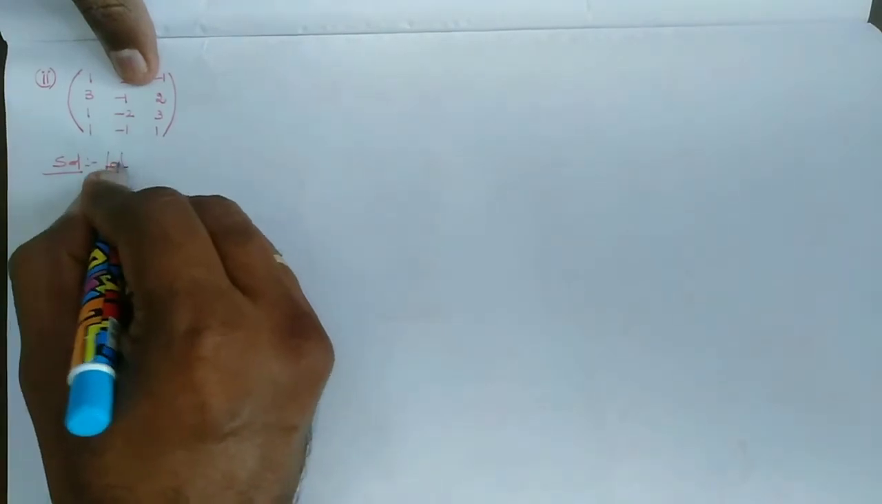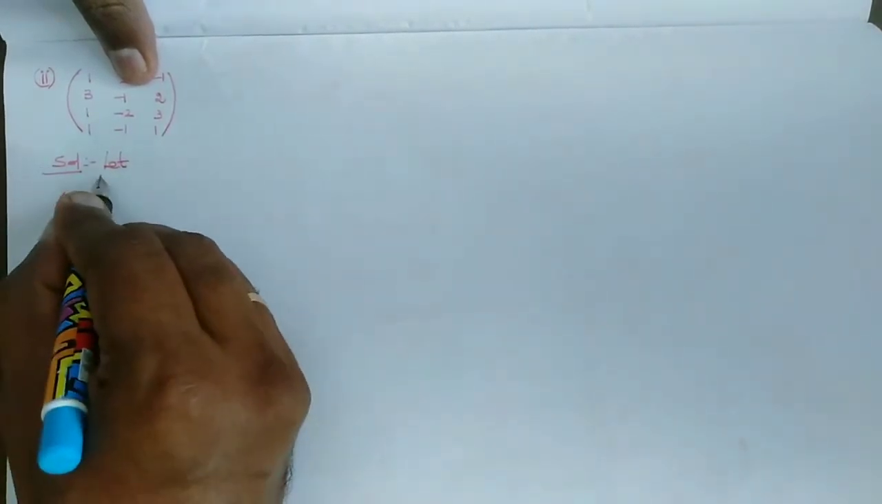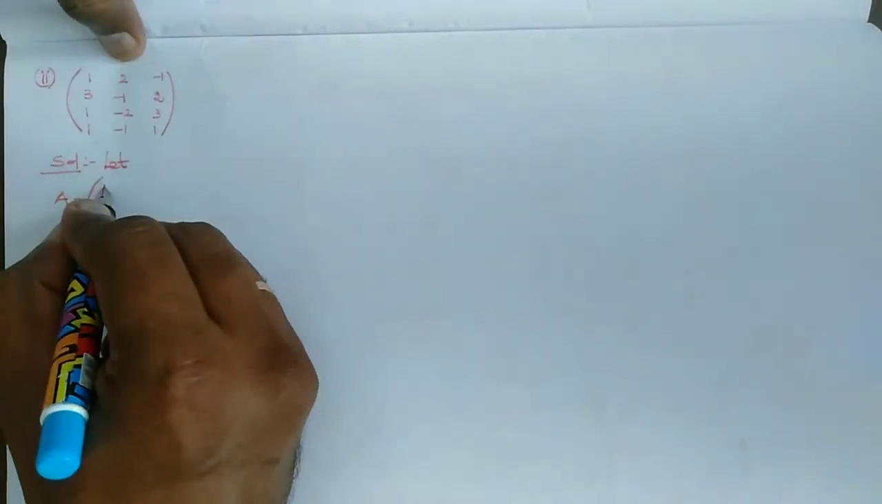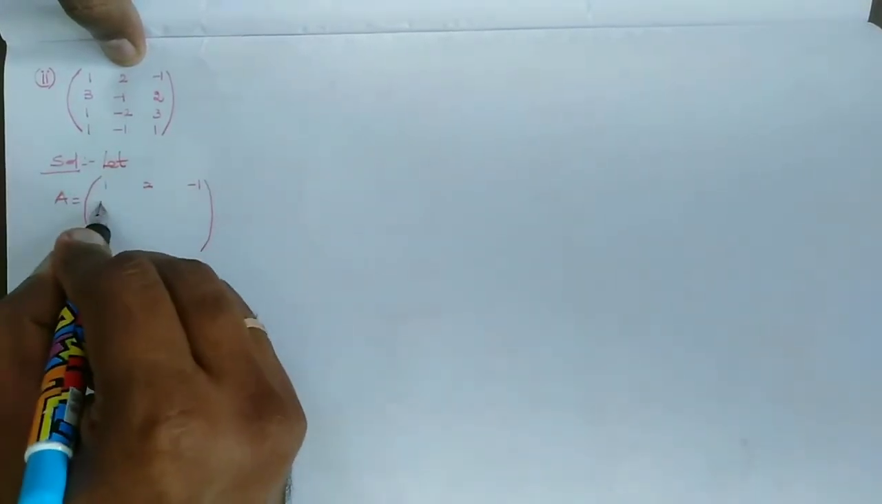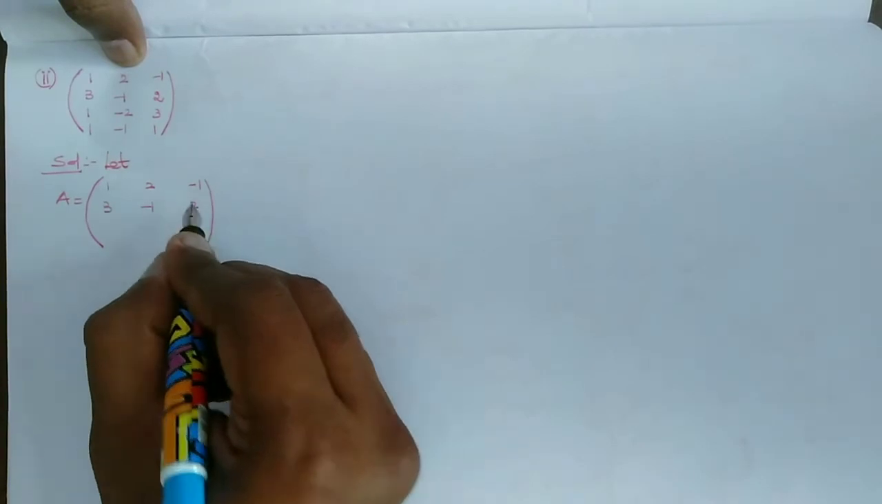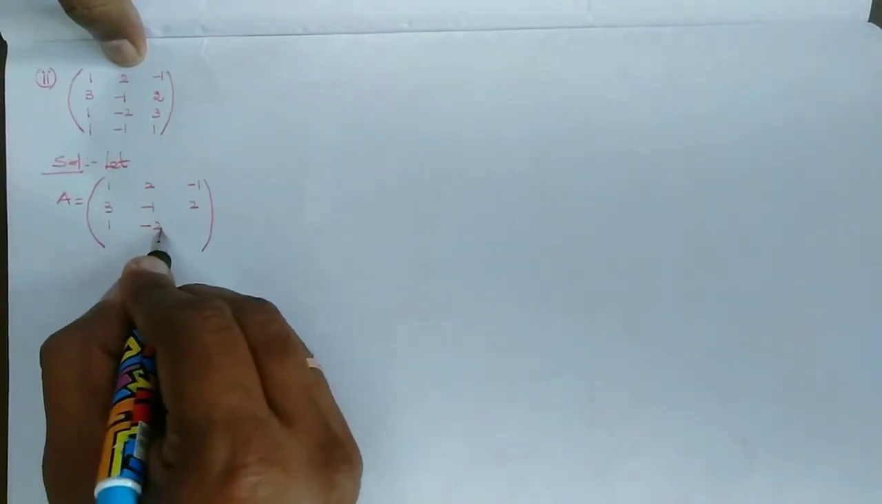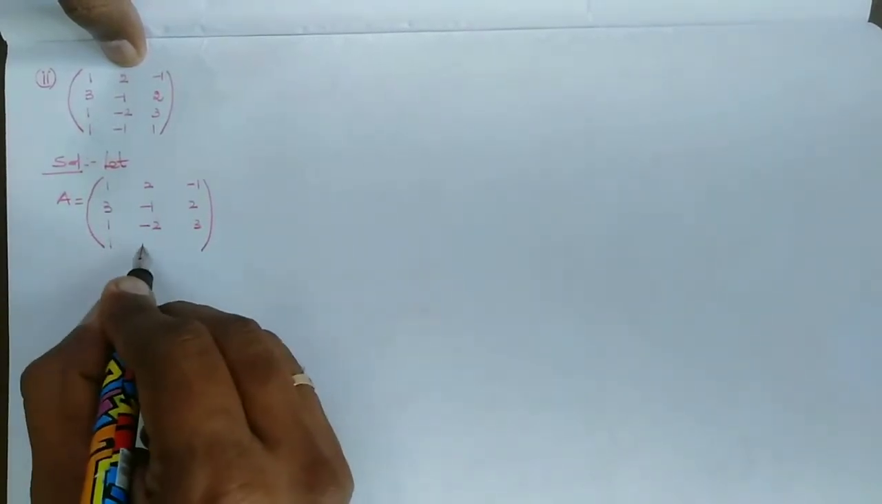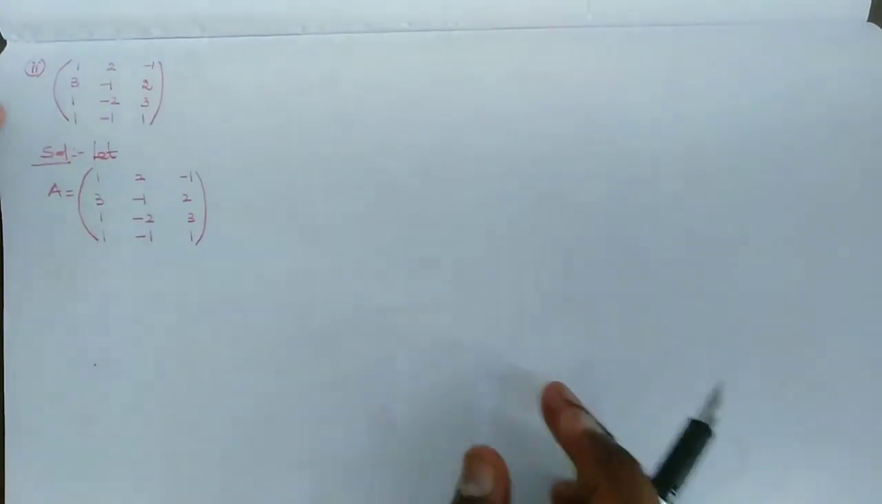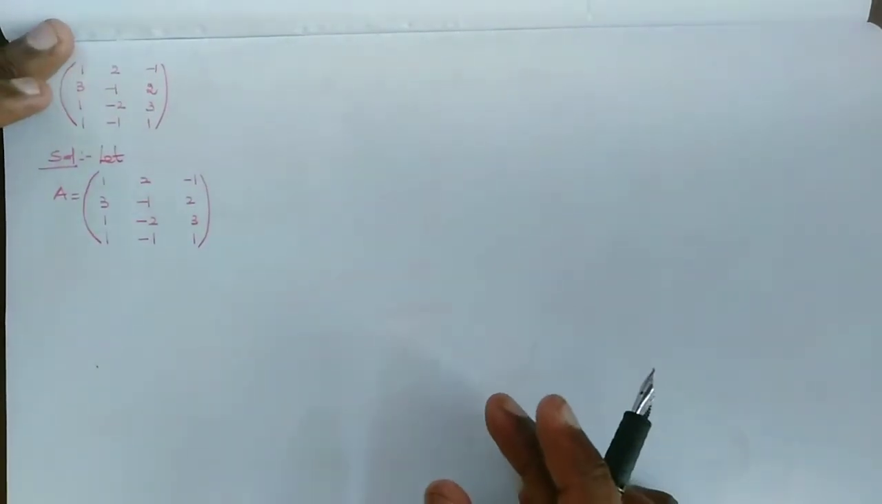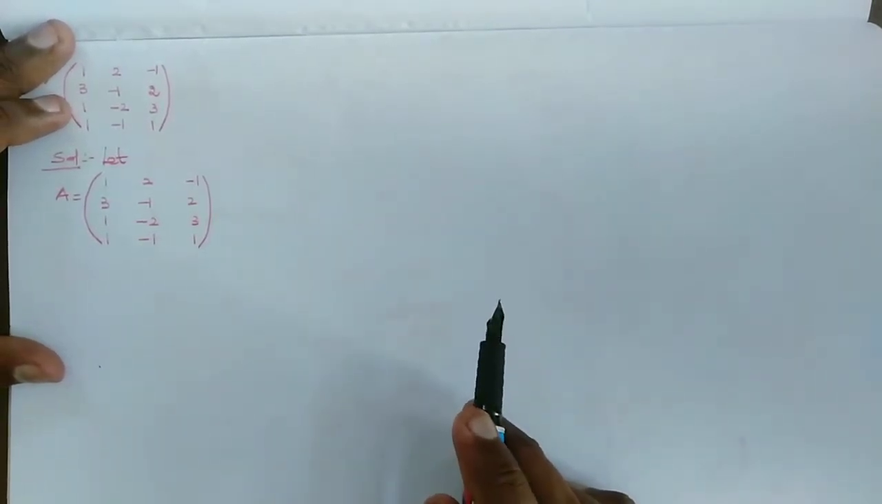Second subdivision here. First name the matrix. Let A is equal to 1, 2, minus 1, 3, minus 1, 2, 1, minus 2, 3, 1, minus 1 and 1, 1, minus 1 and 1. If you check, this is not 3 cross 3, it is not containing 3 rows, it contains 4 rows.